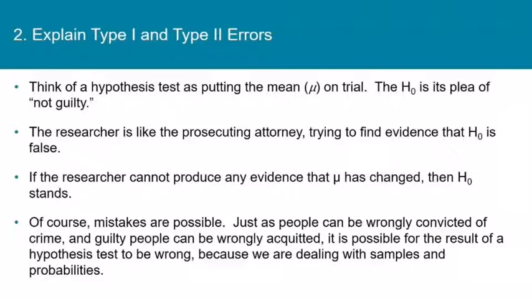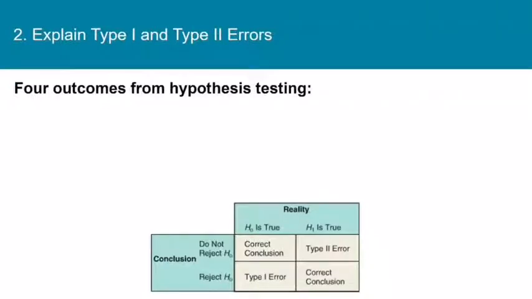Of course, mistakes are possible. Just as people can be wrongly convicted of a crime and guilty people can be wrongly acquitted, it's also possible for the results of a hypothesis test to be wrong because we're dealing with samples and probabilities, so we never know for sure. Now, there are 4 ways a hypothesis test can come out. In reality, either H naught is true or H1 is true. They can't both be true, but one of them has to be true.